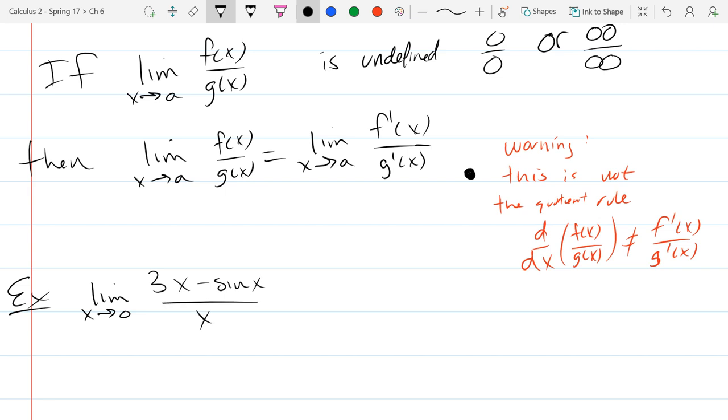So in Calc 1, we did address quotients that were 0 over 0 or infinity over infinity by using either the physicist method or looking at highest powers of x and then deciding what was really going on. So we're going to do something very different. And in this problem, because it's 3x minus sine x, we really don't know how to handle that very well. I could do some algebra and split it apart, but let's use L'Hopital's rule instead.